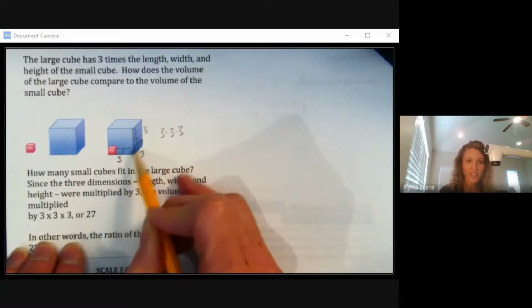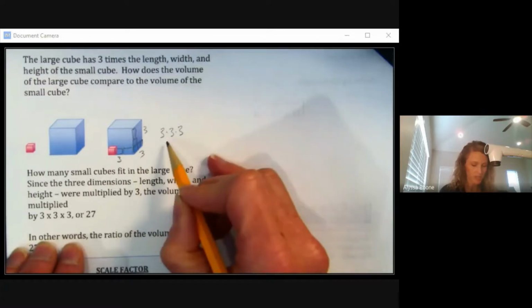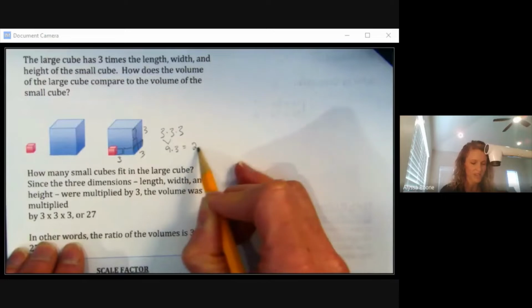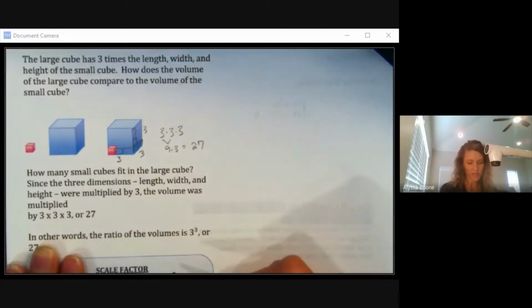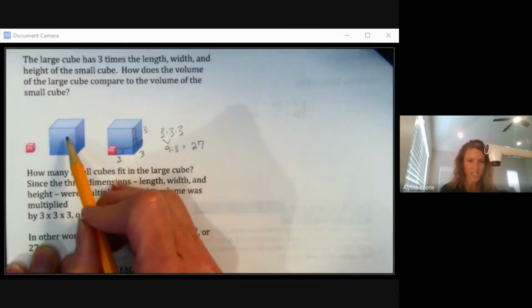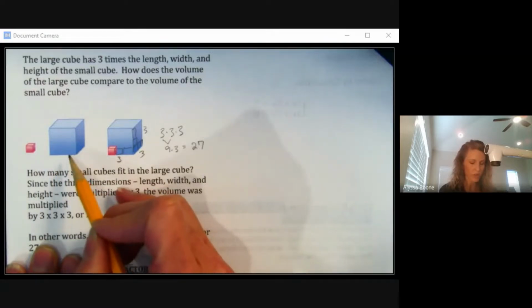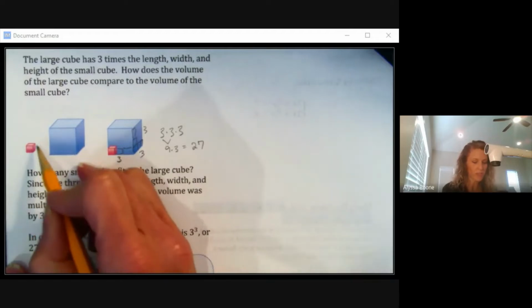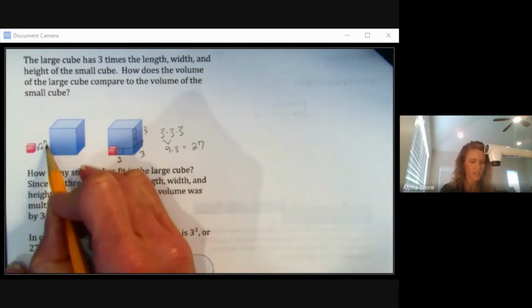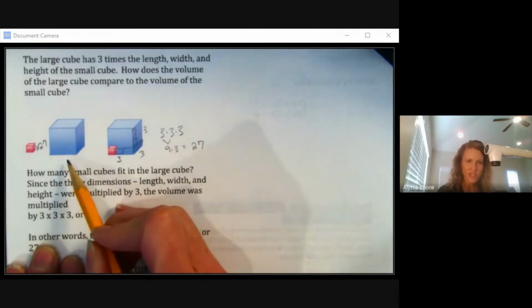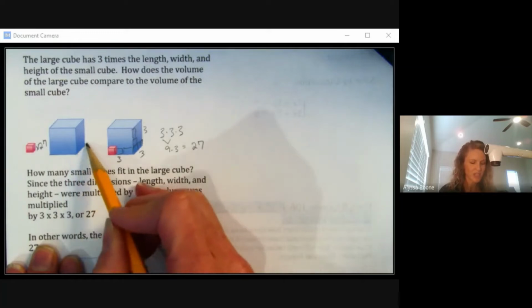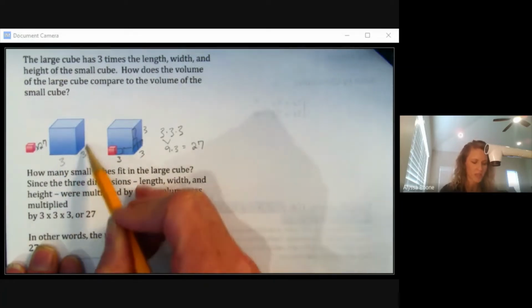small red cubes in the blue cube, which would be 3 times 3 is 9, then times 3 would give us 27 cubes. So it turns out there's 27 times more volume in the blue cube than there is the red cube. So if we were looking at volume, you would say multiply by 27. But wait, I thought you said the dimensions were only 3 times wider. It's because we have 3 dimensions that are times 3 times 3 times 3.